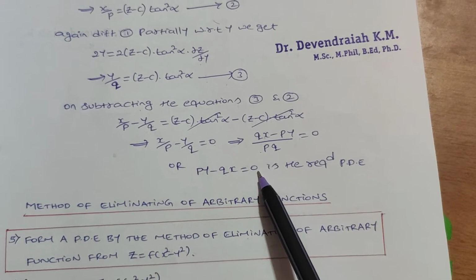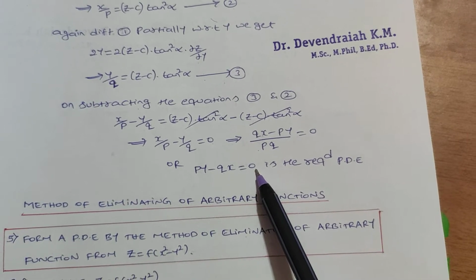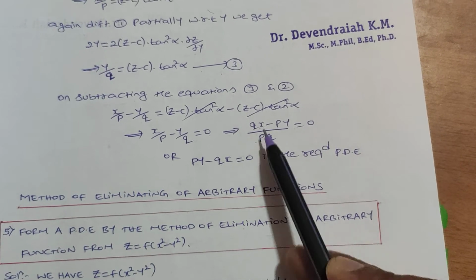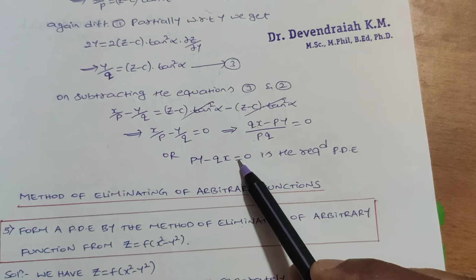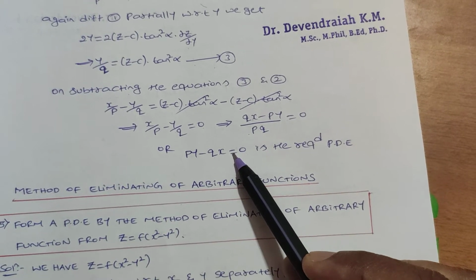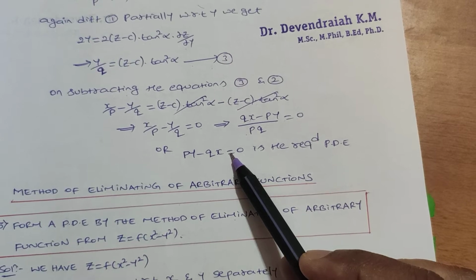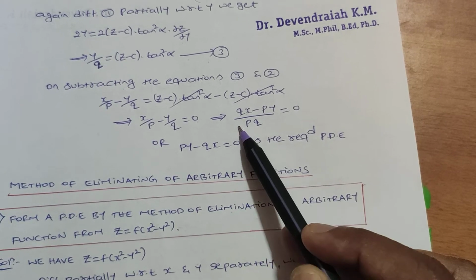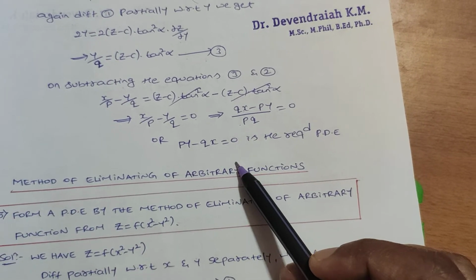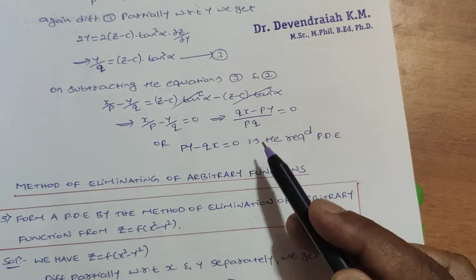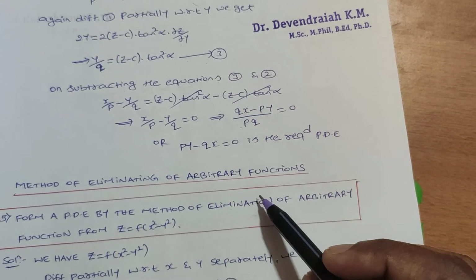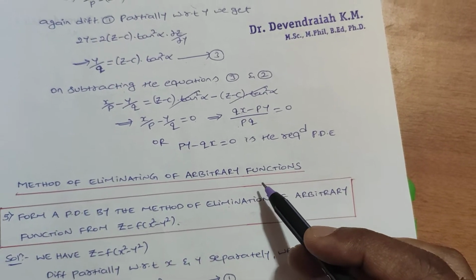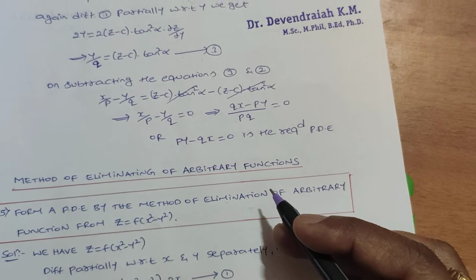Suppose if this type of question appears in the examination, or if we find some other questions other than the problems we have discussed, the concept of eliminating arbitrary constants will be to differentiate partially with respect to x separately and y separately, and observe the given equation and the obtained equations. So from the three equations, we get an idea of eliminating the arbitrary constants. That is the procedure we need to consider in case of eliminating arbitrary constants.